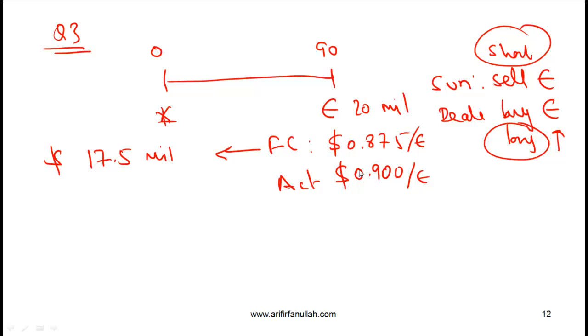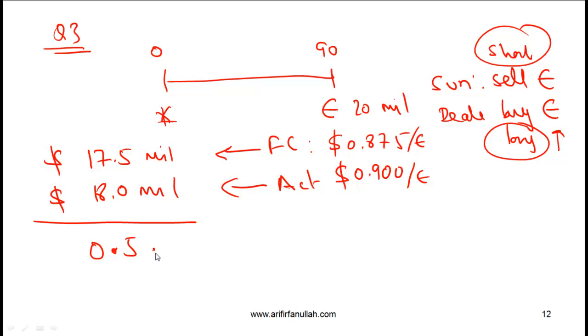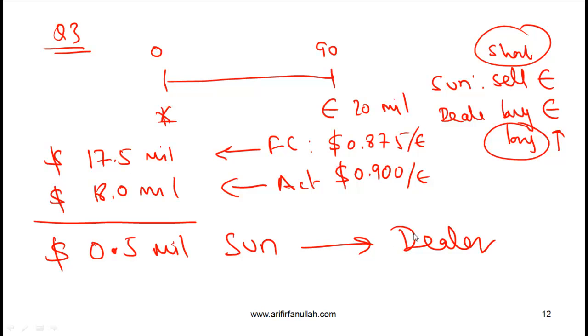But had Sun not made this contract, then what would the 20 million euros have been worth? Based on the actual exchange rate, the 20 million euros would have been worth $18.0 million. So that's what it would have been actually worth. And effectively now, since this is a cash settlement and the long party, which is the dealer, has benefited, that means that Sun needs to make a payment of $0.5 million. So this amount of money will have to go from Sun Microsystems to the dealer.